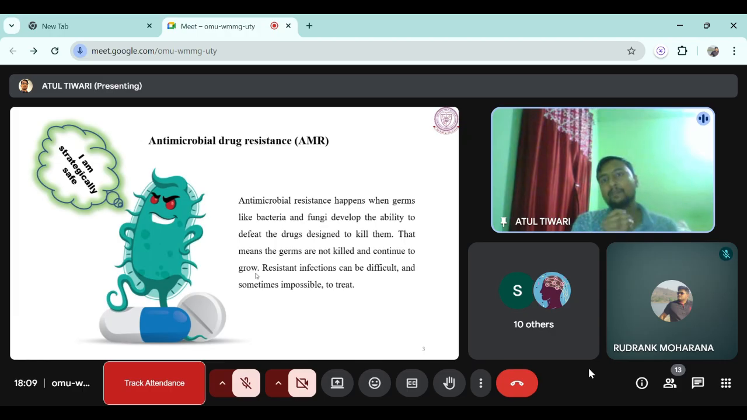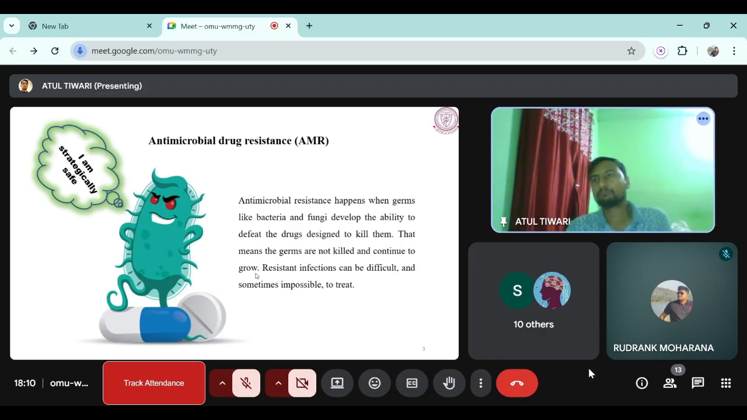So what is antimicrobial resistance? First question arises. Antimicrobial resistance happens when germs like bacteria and fungi develop the ability to defeat the drugs designed to kill them. Not all microbes are harmful to us. Most of the microbes are also beneficial, but there is also a drawback of antibiotics in this scenario. They also kill some beneficial microbes as well.